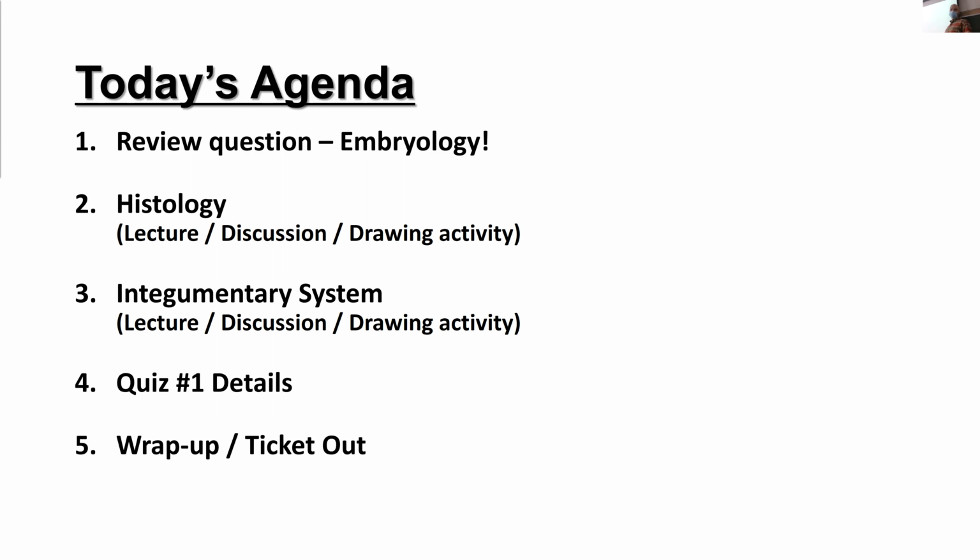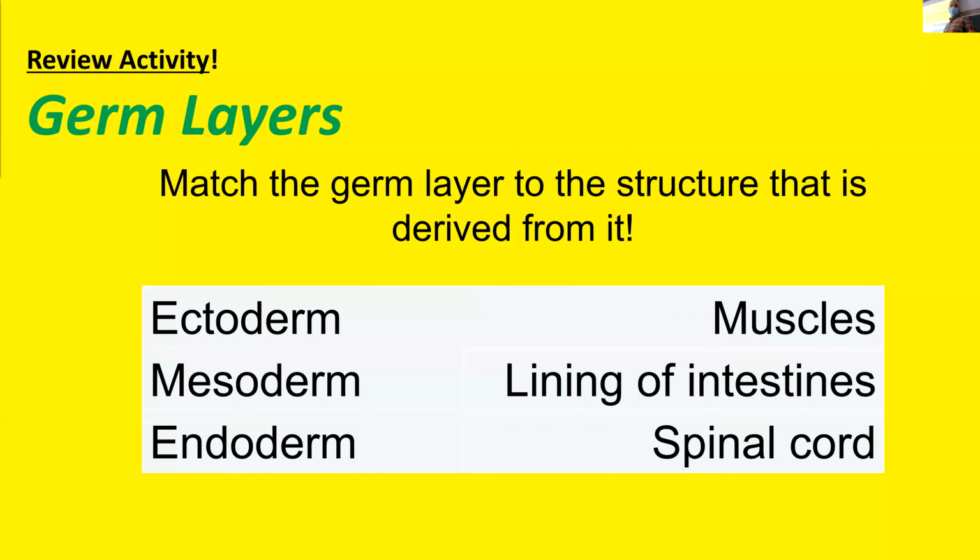So first things first, grab your notebook and make a chart that looks like this. You're going to play a review activity game. You've got one column with three words: ectoderm, mesoderm, endoderm. You've got another column with three words: muscles, lining of intestines, and spinal cord. Go ahead and make that little table, then draw lines and match them up and see if you can get it. I don't have a timer for this. I'll just look and see when you're done writing. Remember, the ectoderm, mesoderm, and endoderm are the three primary germ layers. We talked about them on Monday.